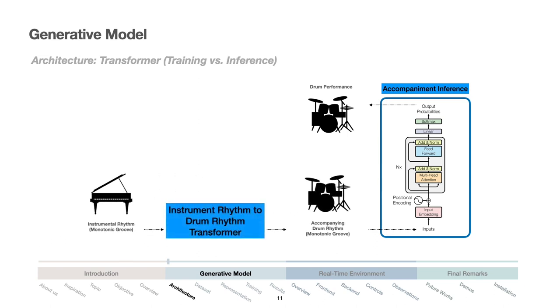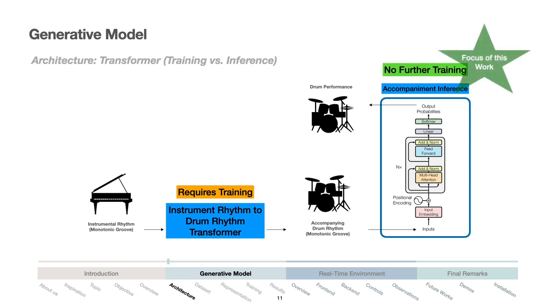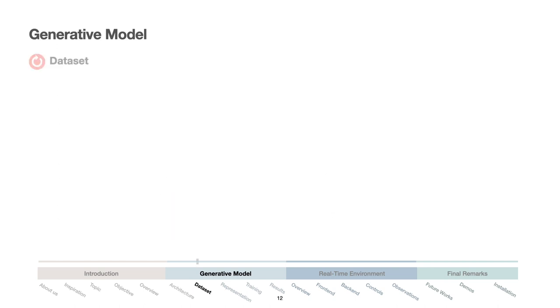In this context, only the rhythm converter needs to be trained as the generator has already been trained for the intended task, so it does not require any further training. I should stress that the focus of the existing work is on the first approach. The instrument rhythm to drum rhythm transformer is not yet attempted and will be explored in future iterations of our work. With this in mind, the training of the model only requires a data set of symbolic drum performances.